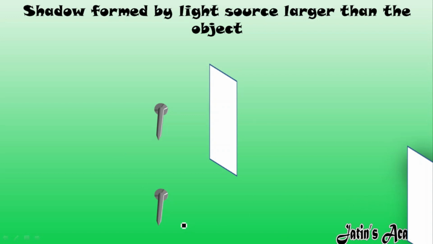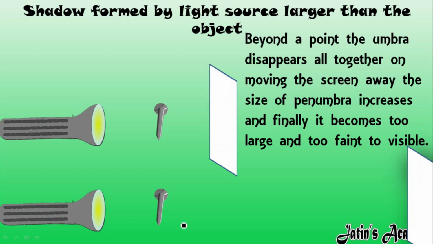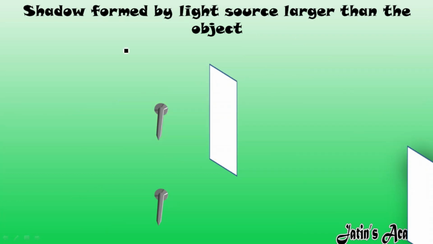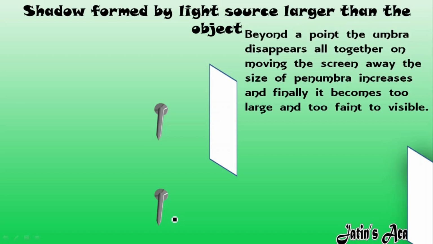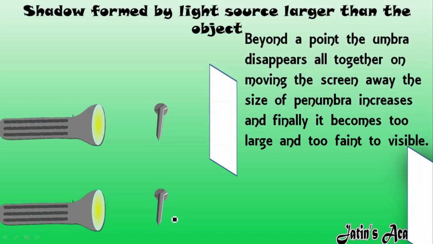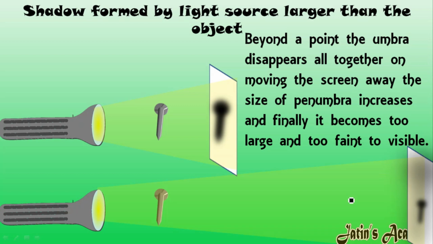Here also I have a larger source of light, but in this case you can see the umbra is there and a little bit of penumbra is there. But if I take the screen very much away from the opaque object, see carefully what is going to happen. Beyond that point, the size of the umbra decreases very much, and as we take the screen farther and farther from the opaque object, the penumbra becomes too large, and when it becomes too large the penumbra is going to fade, or is not going to be visible that much.